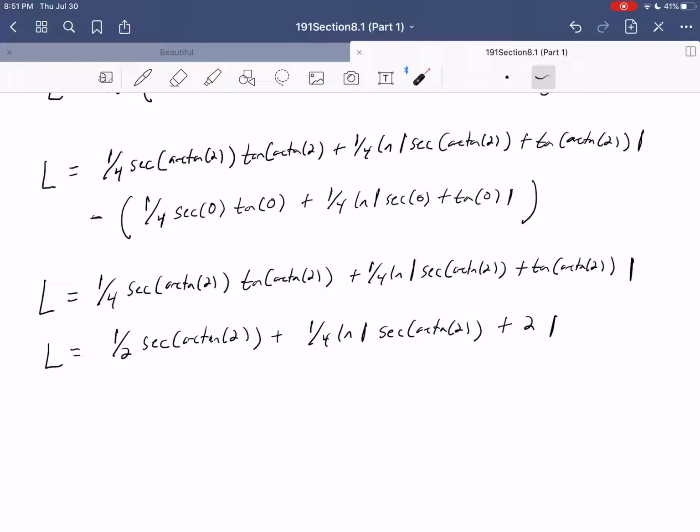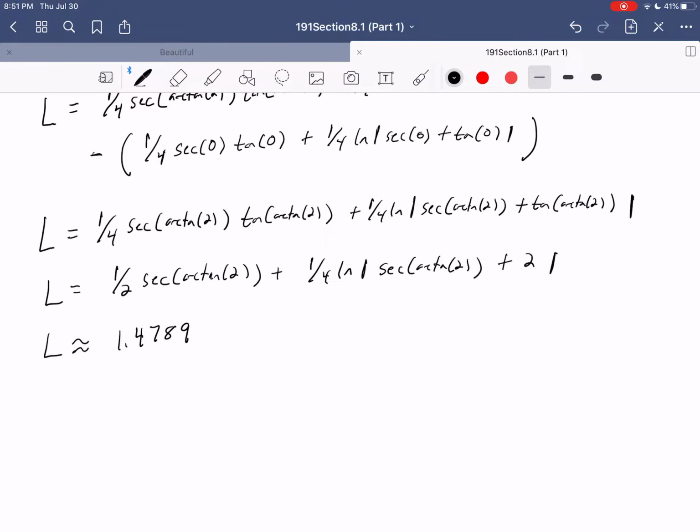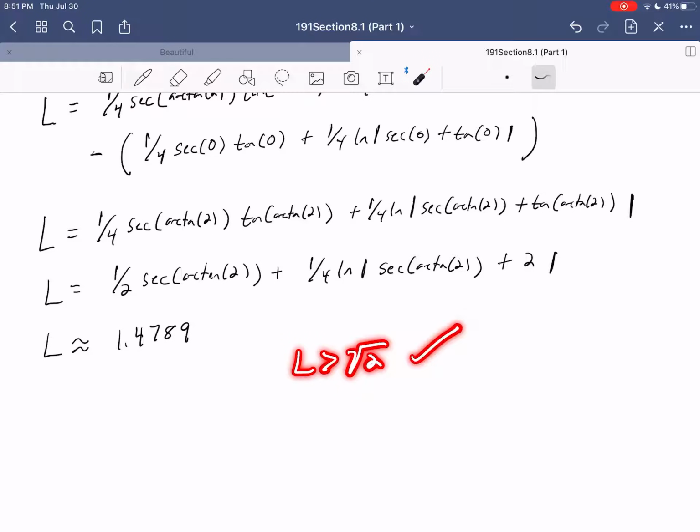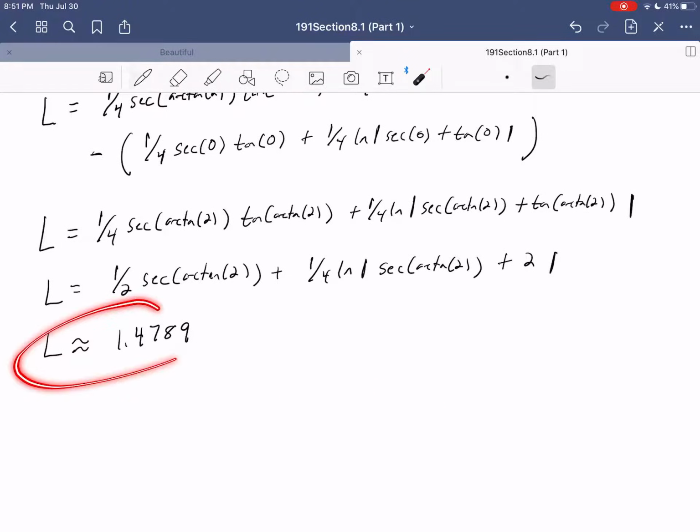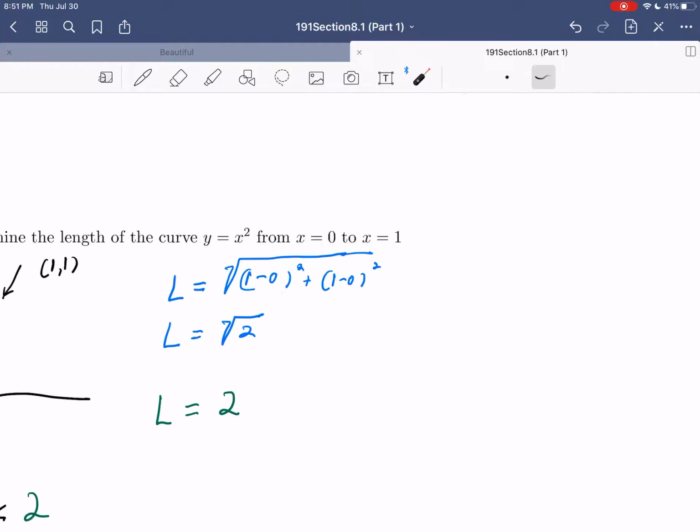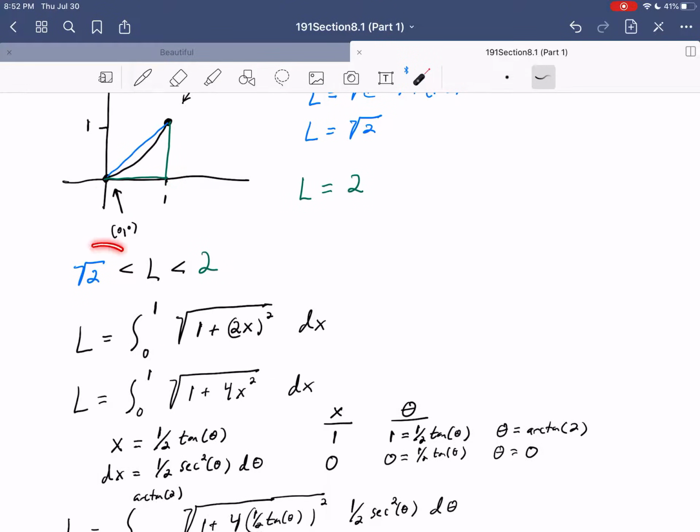And if you do this, what you should get if you try it on your own is that this comes out as L being approximately 1.4789. If you compare that, root 2 is about 1.41, so you'll notice that our L is greater than root 2, check, and you'll notice that our L is less than 2, also check. So no need to really go all this way, but I just wanted to demonstrate that the bounds we got here were actually accurate. Our length ended up being between root 2 and 2.